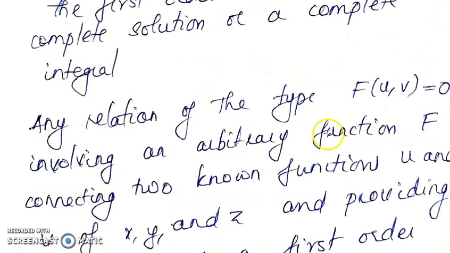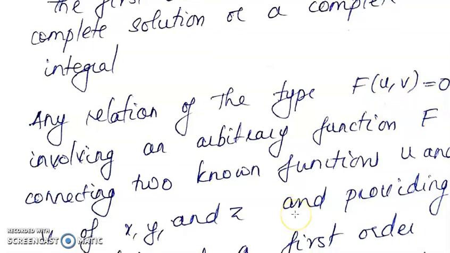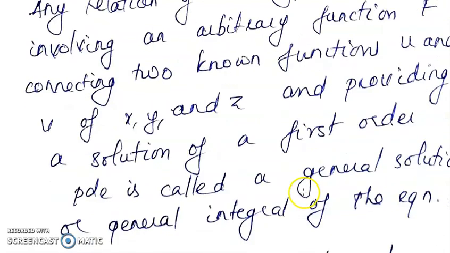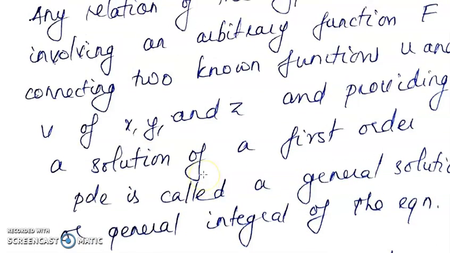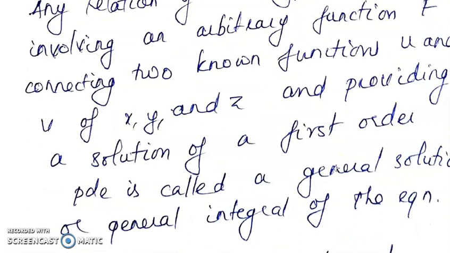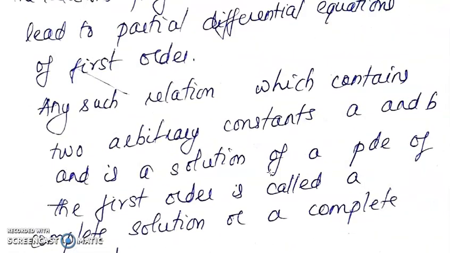And now your PDE can satisfy a relation of the form f of u, v equal to 0, where f is an arbitrary function. And if your PDE has such a solution, such a solution is called the general solution or general integral of the PDE. So any relation of the type f of u, v equal to 0, involving an arbitrary function, where u and v are functions of x, y, z, and if it satisfies a first order PDE, such a solution is called the general solution or the general integral of the PDE. So those are the two types of solution of the PDE.